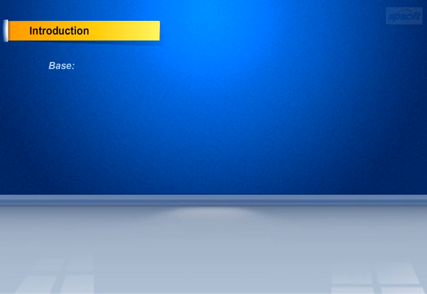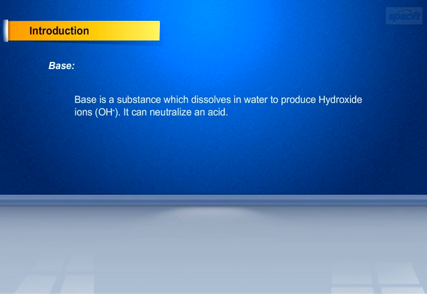Now we will discuss about base. A base is a substance which dissolves in water to produce hydroxide ions. Or, a substance which neutralizes an acid, that substance is called base. For example, look at the chemical equation for a base. When solid state of sodium hydroxide dissolves in water, it gives sodium ions plus hydroxide ions in aqueous state.